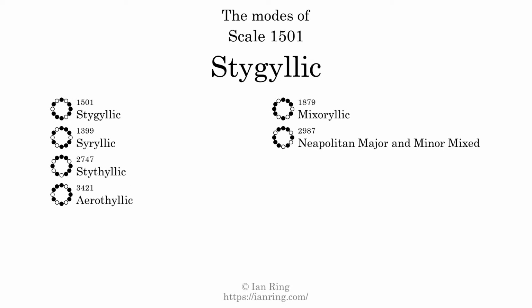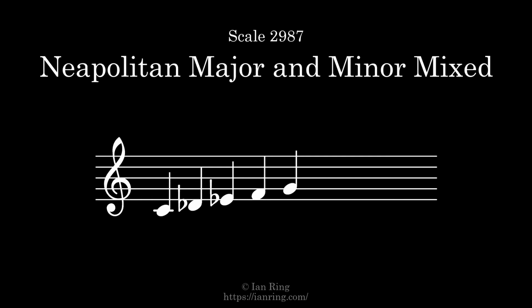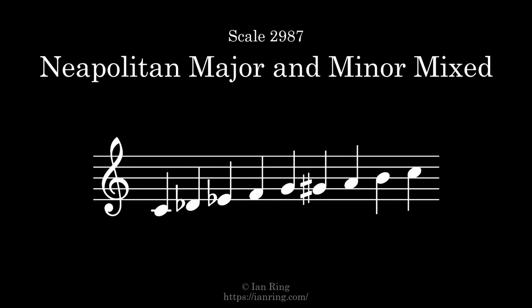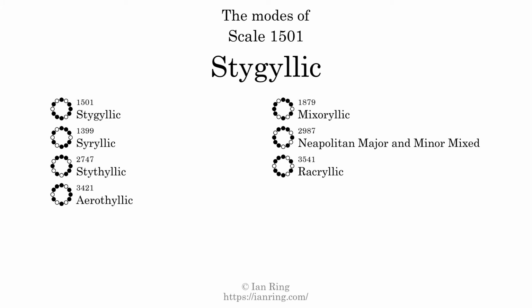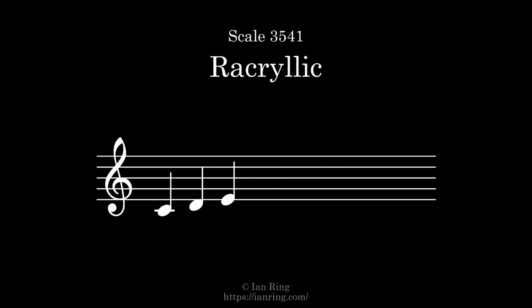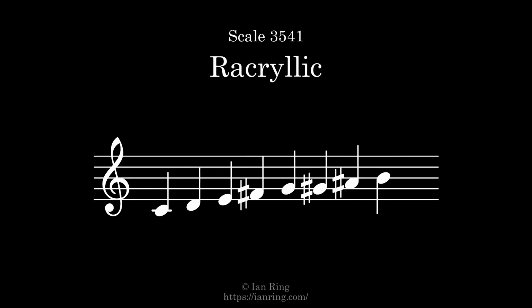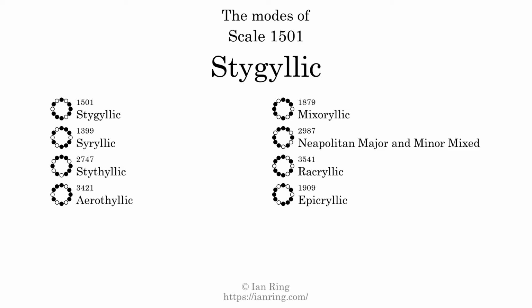The sixth mode is scale 2987, also known as Neapolitan major and minor mixed. It sounds like this. The seventh mode is scale 3541, also known as Acrylic. It sounds like this. The eighth and last mode is scale 1909, also known as Epicrylic. It sounds like this.